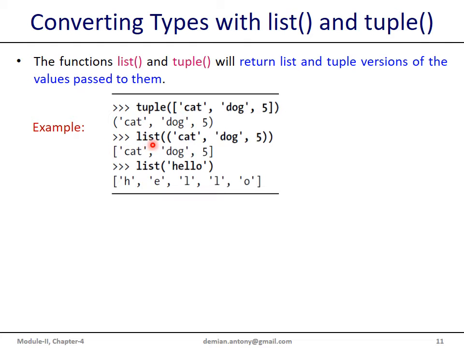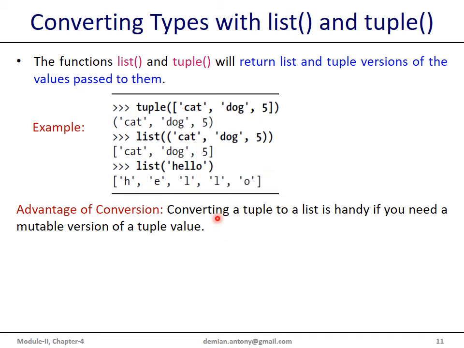Similarly, here in the second example, we pass a tuple as an argument to the list function, and this list function will return a list which is the equivalent of a tuple. Why is this conversion advantageous? Let us say we have a list, and we don't want to change the elements of the list. What we can do is convert that list into a tuple so that the elements cannot be modified.